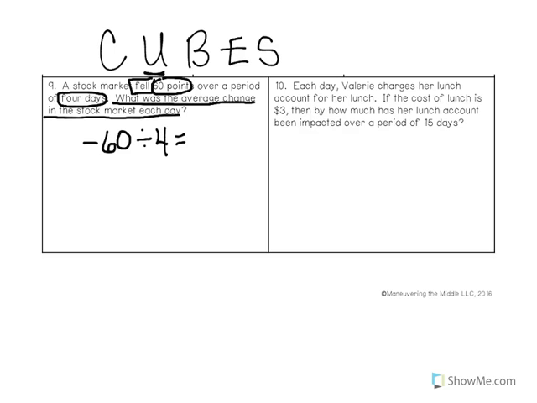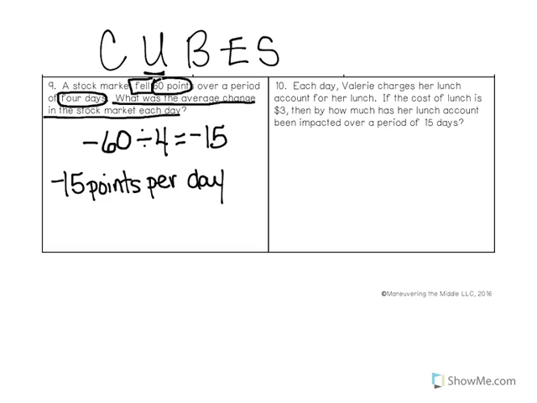So now we're looking at the math. So we have our explanation. 60 points over a period of 4 days is -60 divided by +4. That is going to give me a -15. So I would write -15 points per day, and that is my explanation that I solved. -15 points per day.